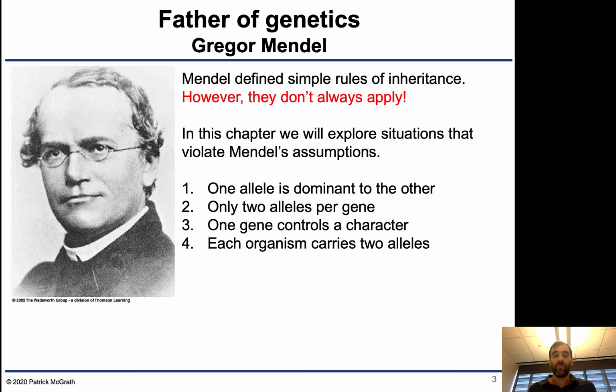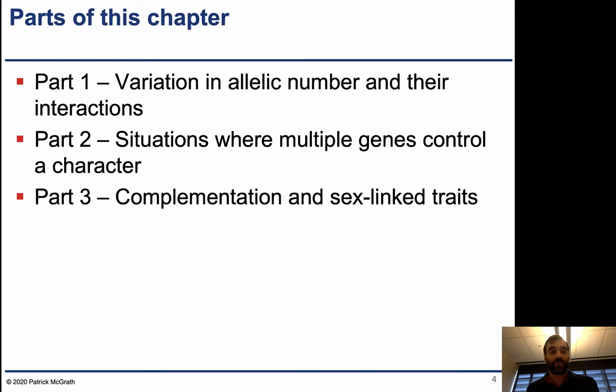What happens if multiple genes control a character? In the case of seed color, there was a single gene that controlled whether the color was green or yellow. Are there places where multiple genes interact together, so you have to worry about two genes at the same time? And then situations where each organism might not carry two alleles, and why that would be.